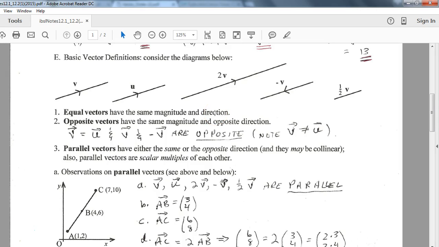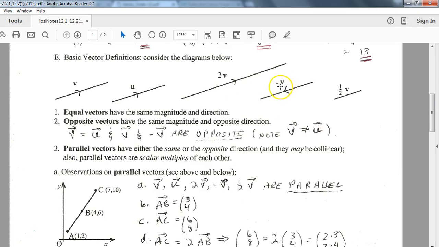Parallel vectors simply have to be scalar multiples of each other. So you'll notice 2v and v are parallel, but they're not equal because they're not the same length, right? One is twice the size of the other. And so this is what we'd call a scalar multiple of vector v. If my scalar was 2, then this is a scalar multiple. So they're parallel, but they're not equal.